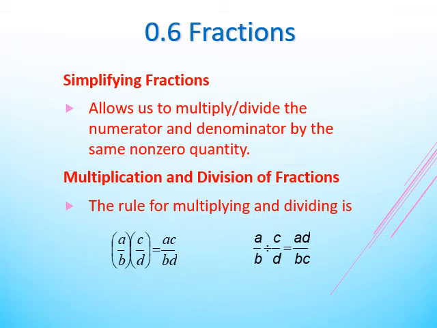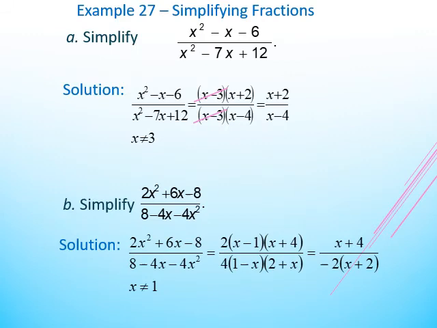If we are multiplying two fractions, we multiply the numerators by each other and the denominators by each other also. For dividing, the first term stays the same, but the second term is inverted, the numerator and denominator swapped, and then we multiply. Let's move to examples to be more specific.